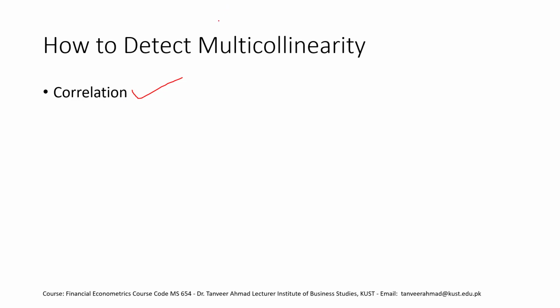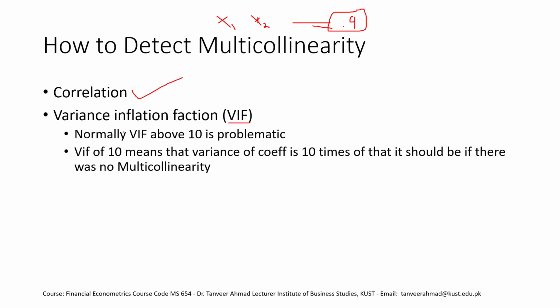Let's just say there is an independent variable x1 and x2. If the correlation between these two turns out to be, say, 0.9, then the correlation is higher. It doesn't mean that there must be an issue of multicollinearity, but it just gives us the indication that these two variables are highly correlated. So we can dig deeper into these two variables to check whether there is the issue of multicollinearity or not. So there is another test which normally we use, which is called the VIF test, or variance inflation factor.